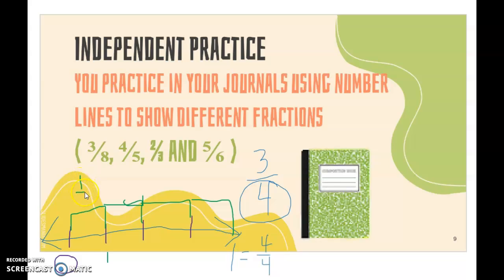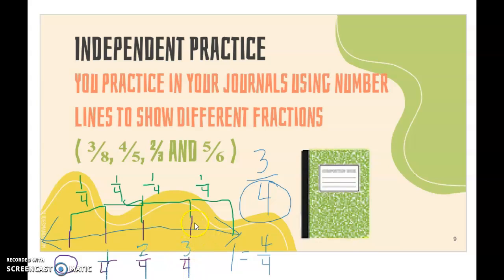So I have 1/4 here, 1/4, 1/4, and 1/4. Okay. Now I'm going to go back and label. Okay, so I have 1/4 for my first marker. My next marker is 2/4, and my next marker is 3/4.